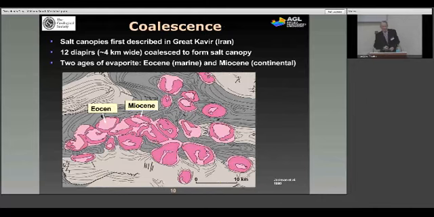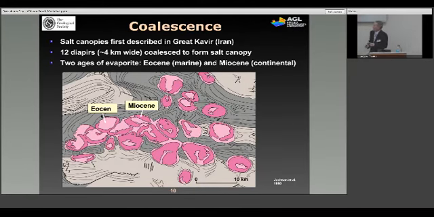So what happens when these things have advanced and they meet a neighbor? Well, then you have 2 salt sheets, 2 allochthonous sheets, combining together and coalescing to form what we call a salt canopy. The first canopy was described in the Great Kavir in Iran. This is the largest salt desert in the world, and it's in north-central Iran. The diapirs there are about 50 of them altogether, but 12 of them, which I'll outline here, have joined together, just as if you were making pancakes in a frying pan, and the batter just spreads and joins.